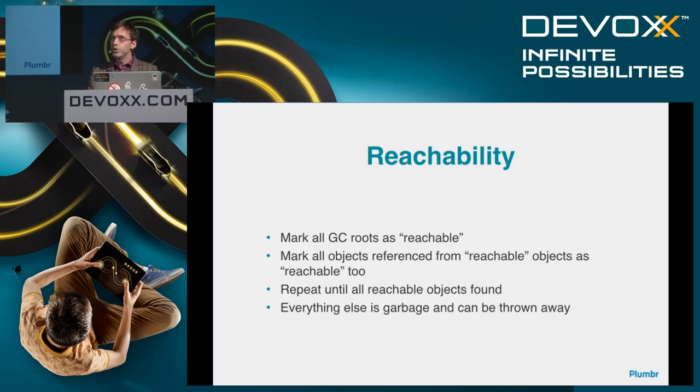They are in use by your application, or they are considered to be in use by your application or by the JVM. All other objects, all objects which are left unmarked, are garbage and can be thrown away. The garbage collector will throw those objects away. It's as simple as that. A very simple algorithm, very powerful, but very simple.